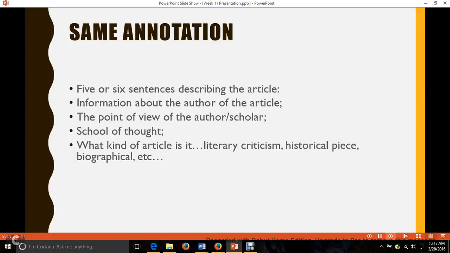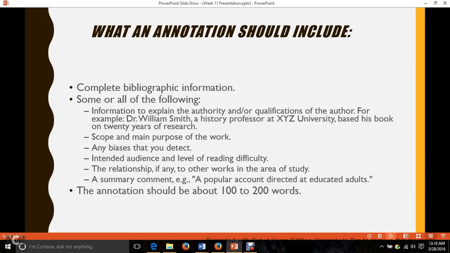So what is the information in the article about? What does the author provide? What's the point of view? What's the school of thought? What kind of source is it? Is it a criticism? Is it a historical piece? Is it a biography? So just sharing what is in the source that you found. So it's one paragraph in the annotation.